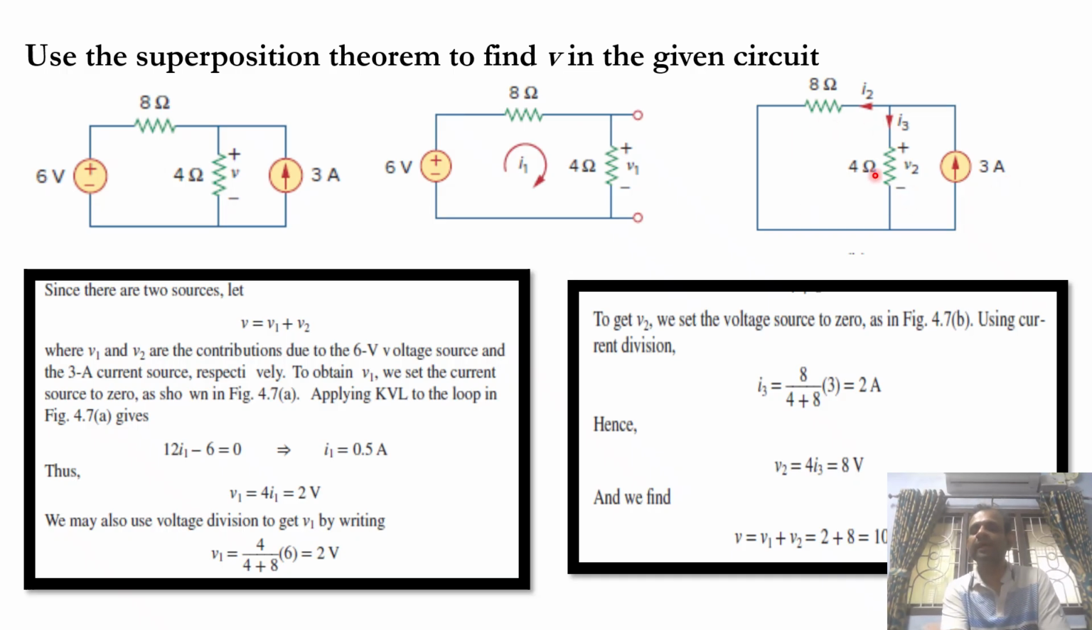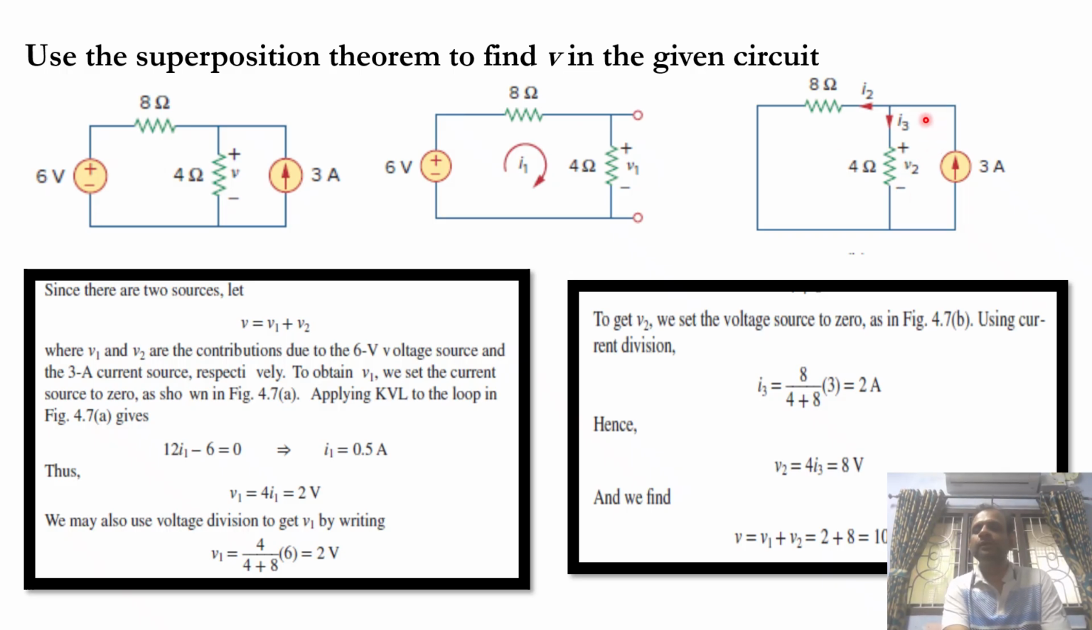So how to calculate current through 4 ohm? 3 ampere into 8 by 4 plus 8. That is 3 ampere into 8, 24 by 4 plus 8, 12. So 2 ampere flows through 4 ohm. 2 ampere here, 1 ampere here. Together 3 ampere. So this is how you calculate the current or the voltage in each arm.